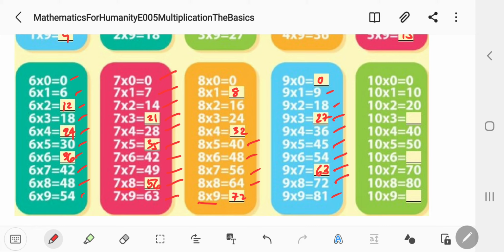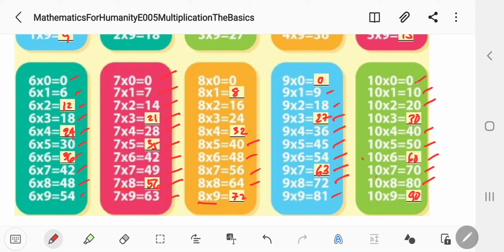And finally, you have multiplication of 10. So 10 times 0 would just be 0, 10 times 1 would be 10. Times 2 will be 20. Of course, this will be 30. So 3 times 10 would just be 30. And then you have 10 times 4, 40. 10 times 5 equals 50. 10 times 6 equals 60. And then you have 10 times 7 would be 70. 10 times 8 would be 80. And 10 times 9 would be 90.